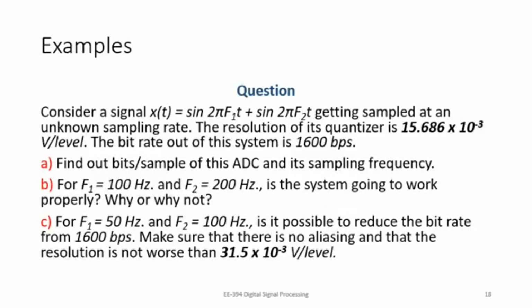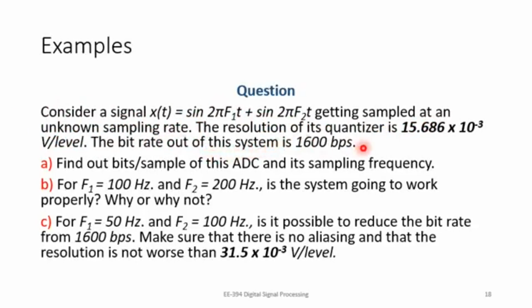Now let's look at the last question. It asks, consider a signal. We are given a signal x(t) as sin(2πf1t) + sin(2πf2t). So there are two sinusoids being added here, and this is being sampled at an unknown sampling rate. So the sampling rate is not known, fs is unknown.